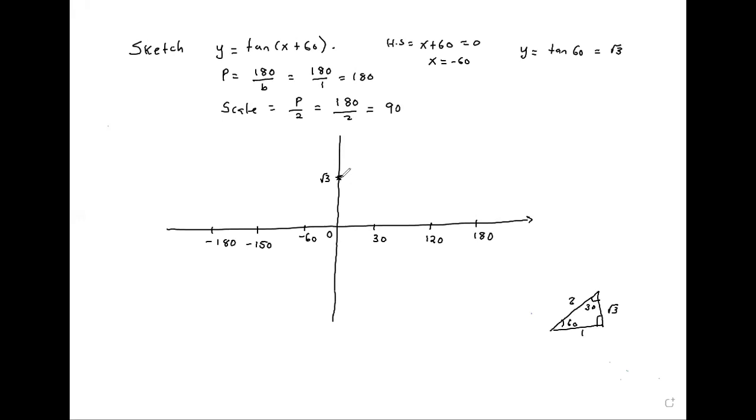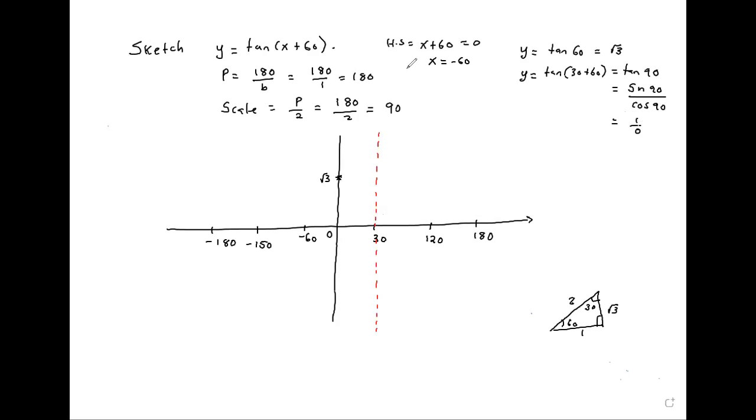So let's see what we get at 30. When y is tan(30 plus 60), we are getting tan 90. What is tan 90? Tan 90 is sin 90 over cos 90. But cos 90 is 0, and sin 90 is 1. So at 30, we have 1 over 0, which is undefined. So we make it an asymptote, putting a line to indicate that it's undefined there.